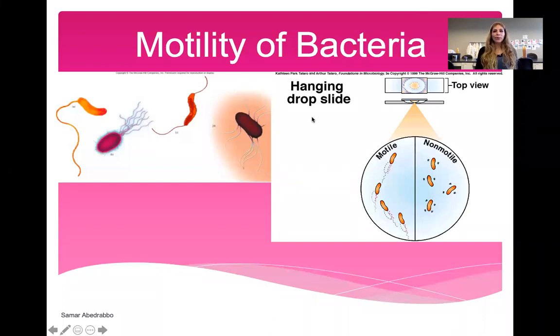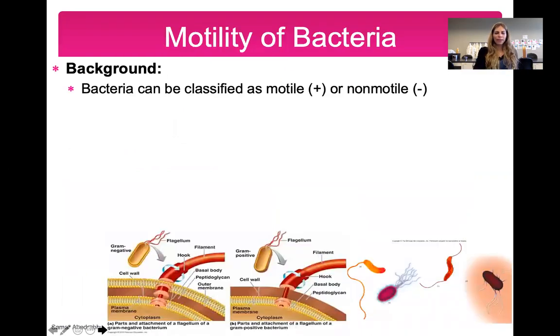With this technique, we're able to look at bacteria under the microscope and determine if they're motile or not. Remember that bacteria are motile if they have flagella. Flagella is just one type of structure that gives bacteria motility. Here are some images of bacteria with flagella. So we'll talk about them, and we will start off with some background.